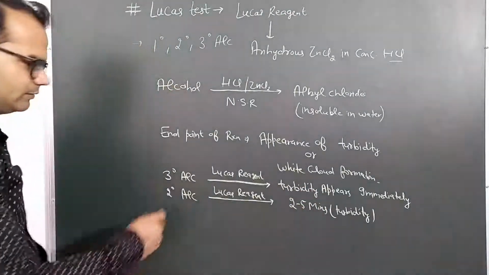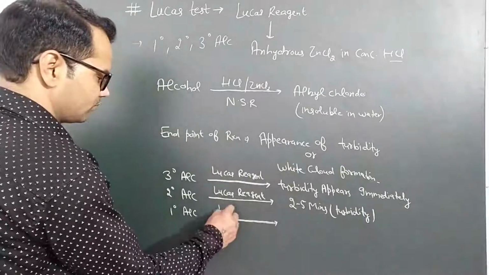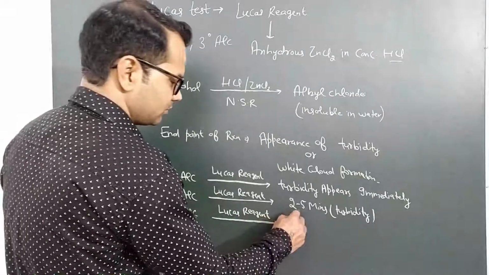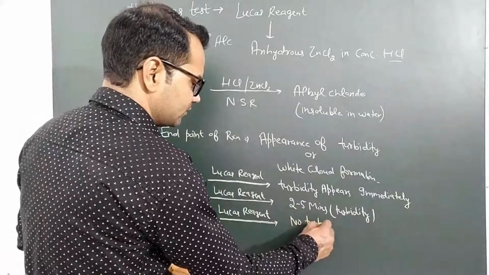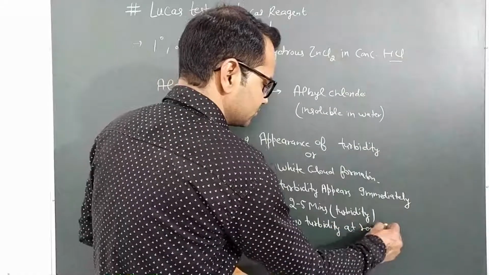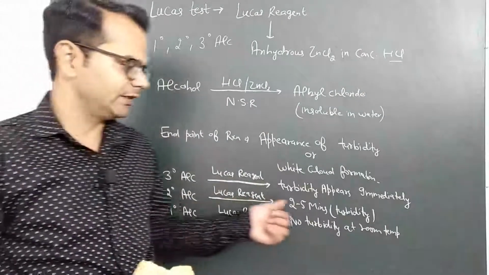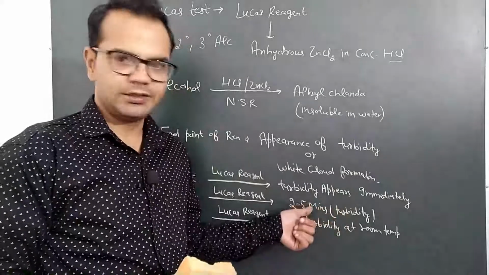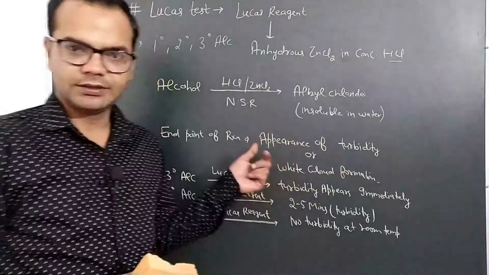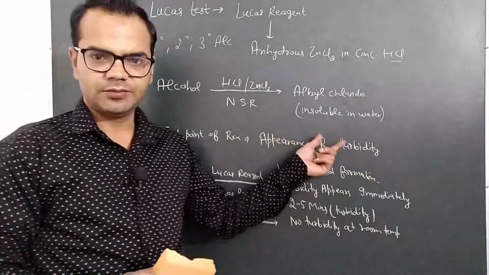And if alcohol is primary, then there is no turbidity at room temperature. Due to less reactivity of primary alcohol, it will not give any turbidity at room temperature. It will give turbidity only on strong heating. So that is the end point of a reaction of alcohols with the Lucas reagent. The reaction is identified by appearance of a turbidity.